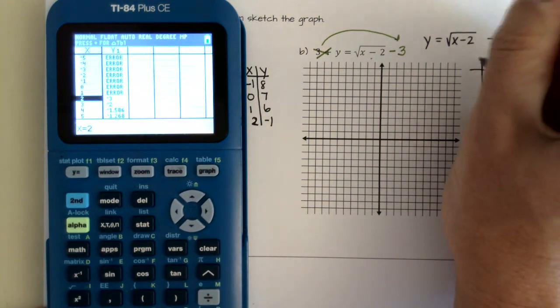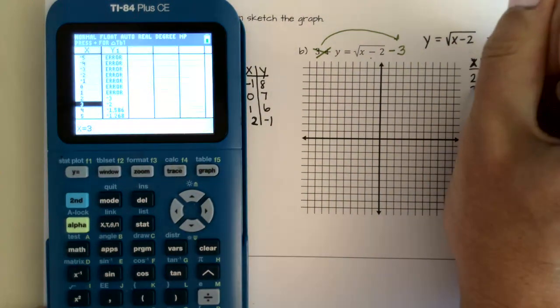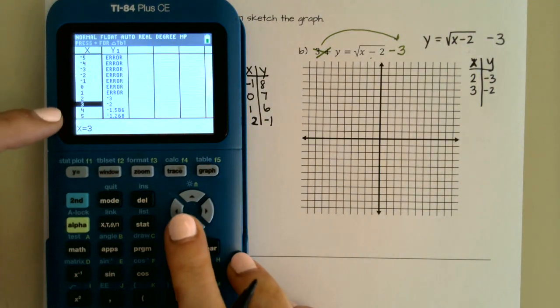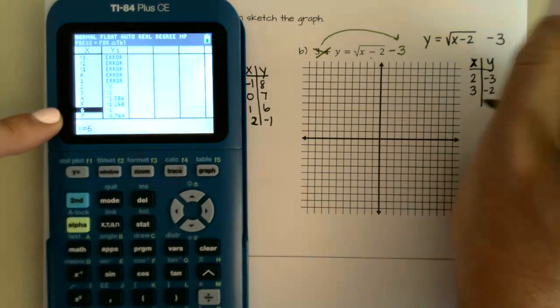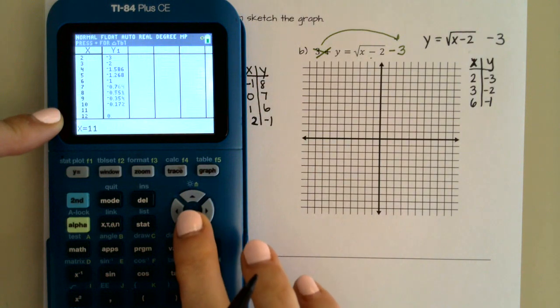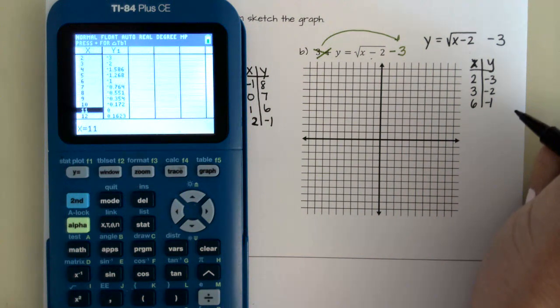I make my table. X, Y. 2, -3. 3, -2. Notice I have decimals. Decimals are fine. I'm just going to go until I get to a nice number. 6, -1. And then 11 is not going to fit, but if I need it, I can do 11, 0.